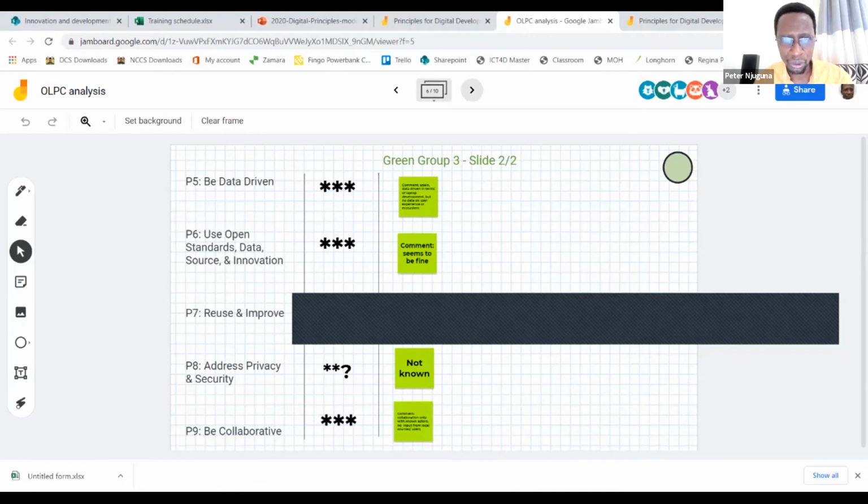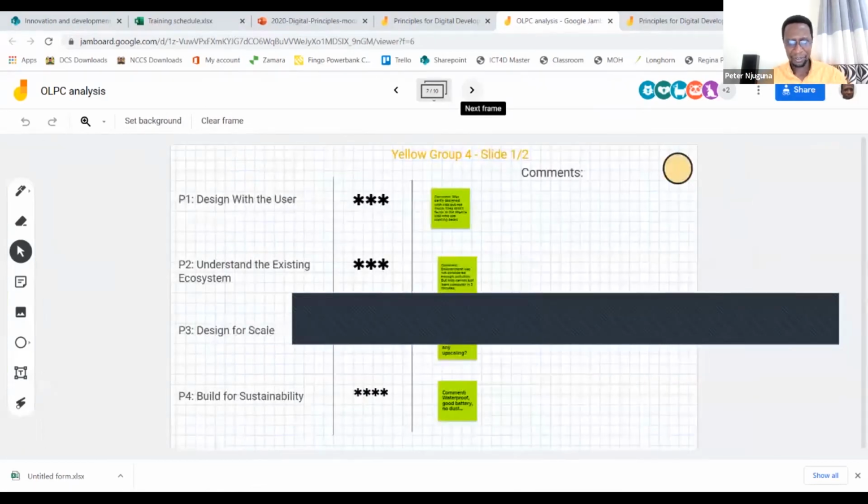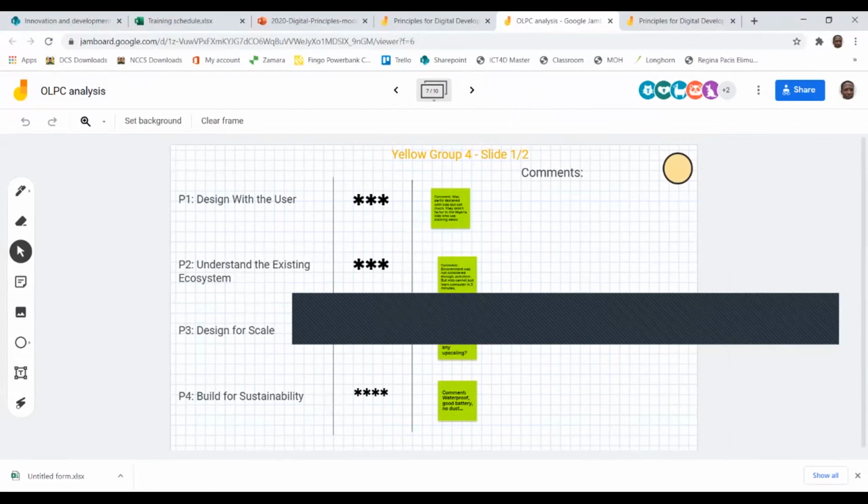Let's go to group 4. Maybe you could comment on the ones that we are seeing with 3 stars, 2 stars, 4 stars. Okay, do you want to say something else? Something first? Okay, maybe I'll say something on designing with the user.